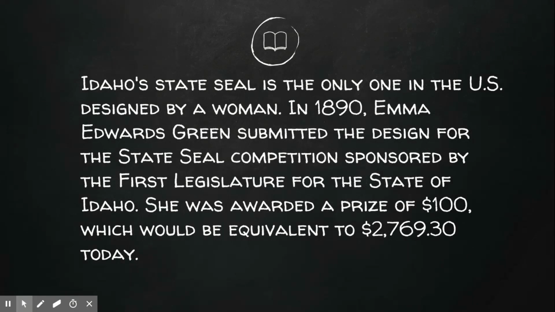However, before we begin, I wanted to mention a cool fun fact. You know, Idaho's state seal is the only one in the US designed by a woman. Emma Edwards Green designed the seal and was paid a whopping $100 for it. That doesn't seem like a lot, but that is equivalent to $2,769.30 today.